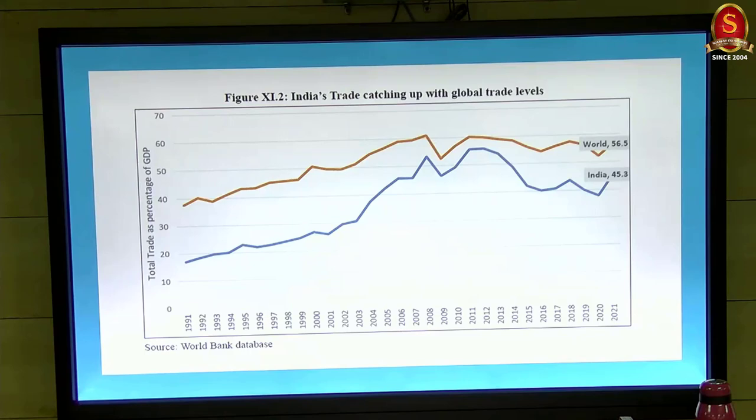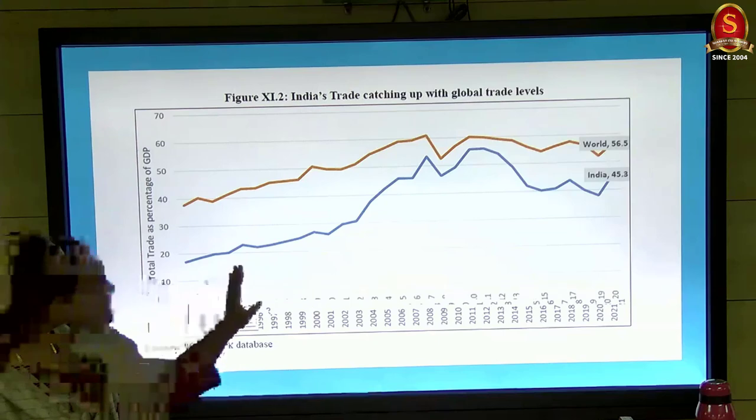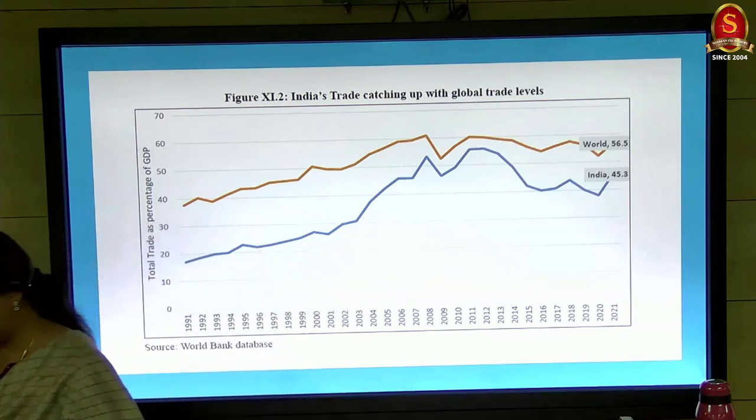We want to become, and it's also written in the Economic Survey that we want to become. This wanting to become will happen one day when countries accept Indian rupees, right? So as of now, we are giving a good picture that we are catching up with the global level trade levels.